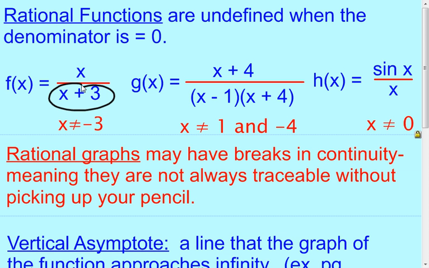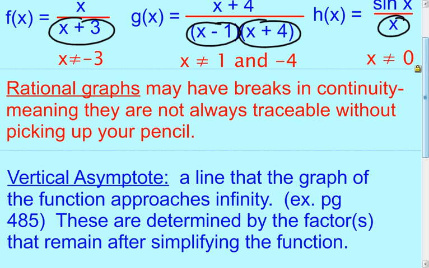Okay? Here, if this is 1, it would be undefined. If this is -4, it would be undefined. So the graph is undefined at -1, or at +1 or -4. And here, of course, x can't be 0, or the denominator would be 0, so it's undefined at 0. Now, there's different ways of being undefined. When a graph is undefined, there's some sort of break in its continuity, meaning you can't make the graph without lifting up your pencil. So there's different ways this can show up.